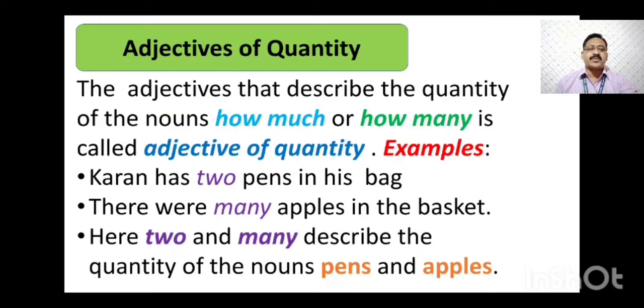There are many apples in the basket. Apple is the noun we are talking about in this sentence. So how many of them are there? There are so many. Many. So many is the adjective of quantity. So here 2 and many describe the quantity of pen and apple. So when the adjective says how many or how much in quantity or number the noun is, that adjective is said to be an adjective of quantity.